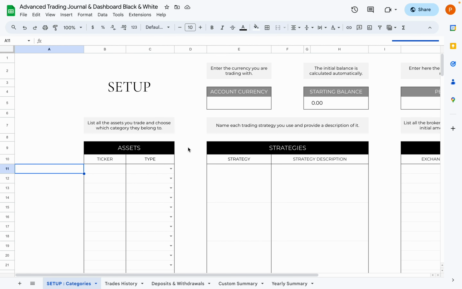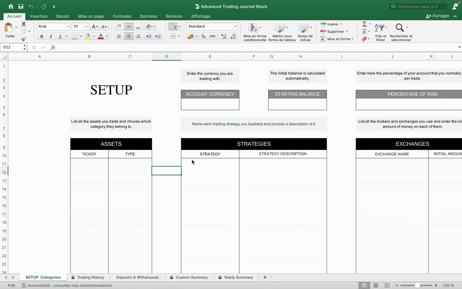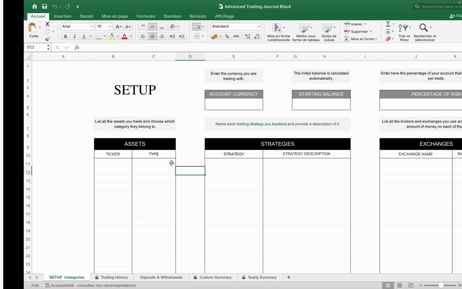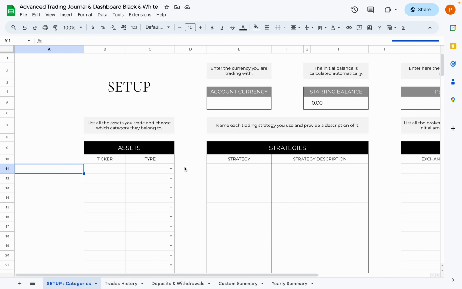So before starting, I want to tell you that there are two versions of the same spreadsheet. One is for Google Sheets, so it's this one, and the other one is for Excel, and it's this one. Basically, both have exactly the same tabs, and they work the same way. If you prefer to use Excel and you have the software, please pick the Excel one. Or if you don't have Excel or you prefer to use Google Sheets, pick the Google Sheets one. Google Sheets is completely free, you only need to have a Google account.